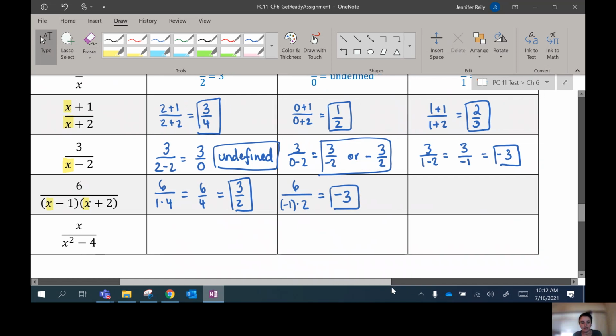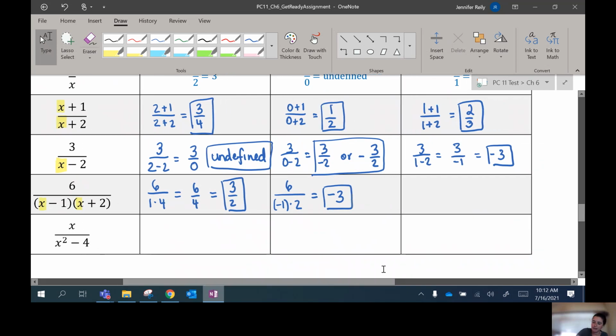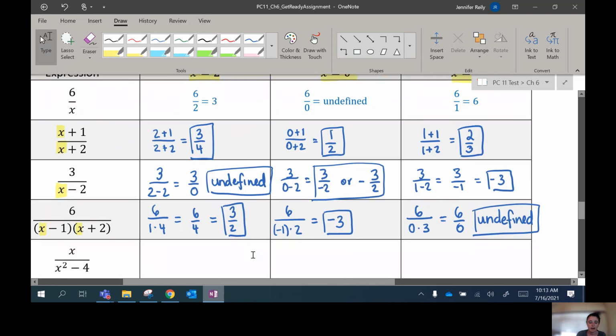The last one, though, you'll see is going to be undefined because when I plug in 1, this first term will be 0, and then I'll have 3. 0 times anything is still 0. So this is 6 over 0, which is undefined. You cannot divide by 0. So if you have a factor in the denominator that's going to be 0, your whole expression will be undefined. Okay, and the next one.